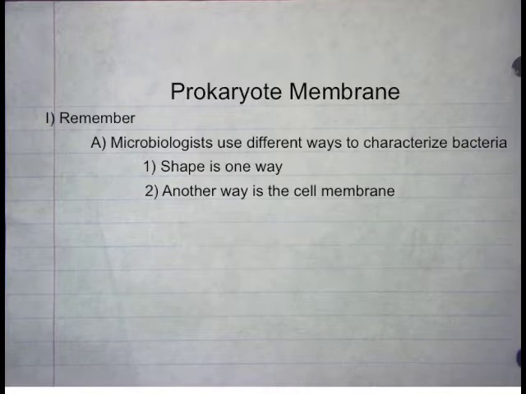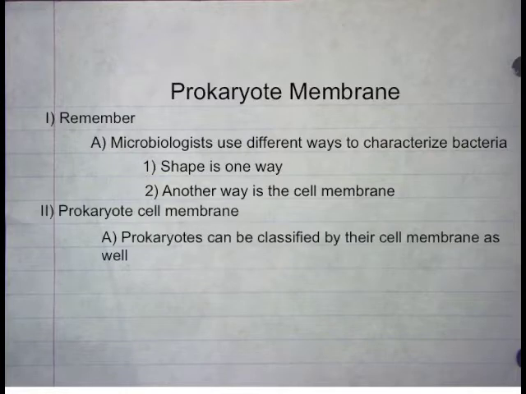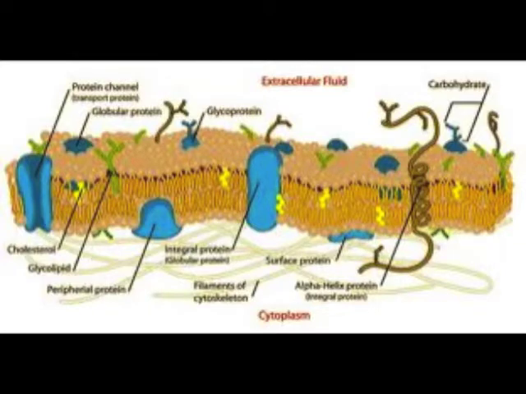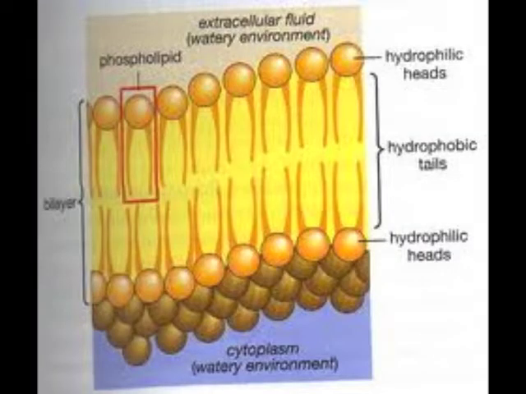Remember, microbiologists use different ways to characterize bacteria. Shape is one way, another way is the cell membrane. Prokaryotes can be classified by their cell membrane as well. Remember, all bacteria have a cell membrane on the outside of a cell. This membrane contains proteins and allows for interaction with the cell and its environment. It's also made up of several lipid layers.